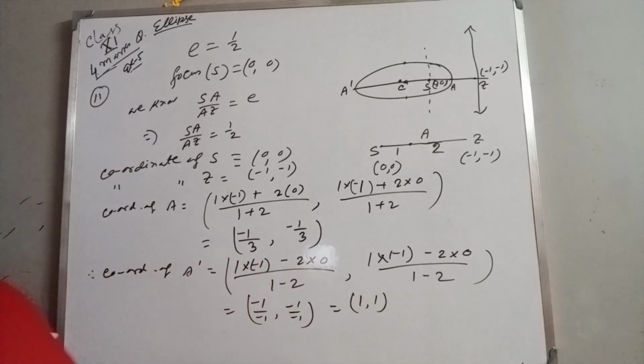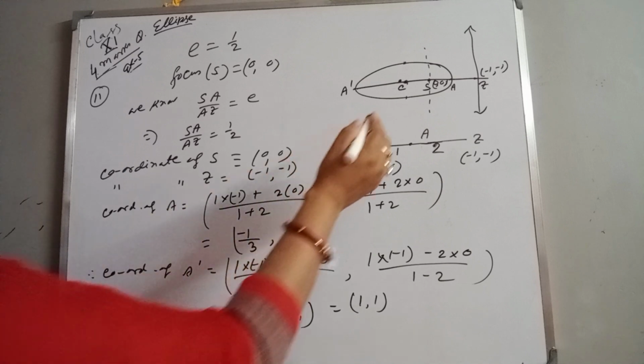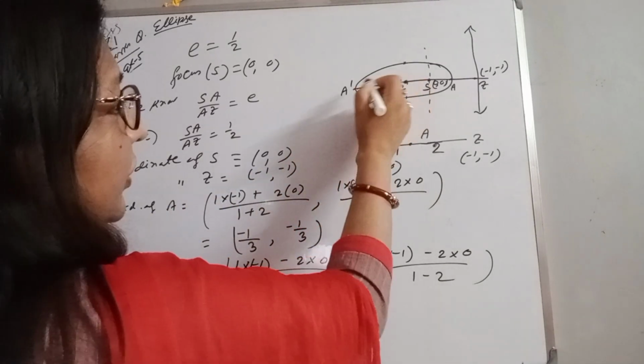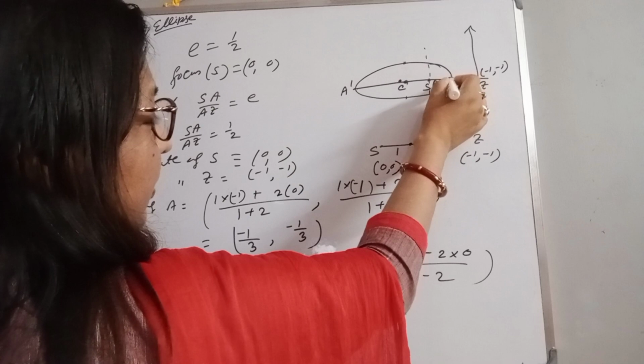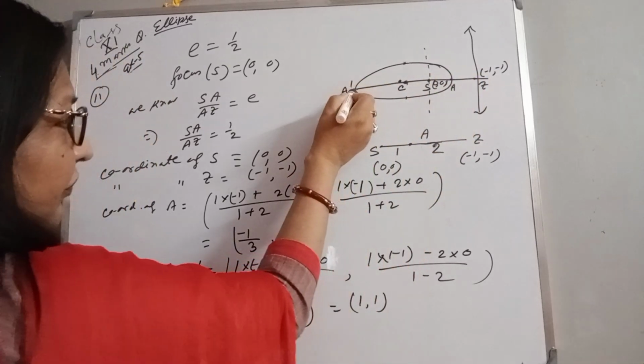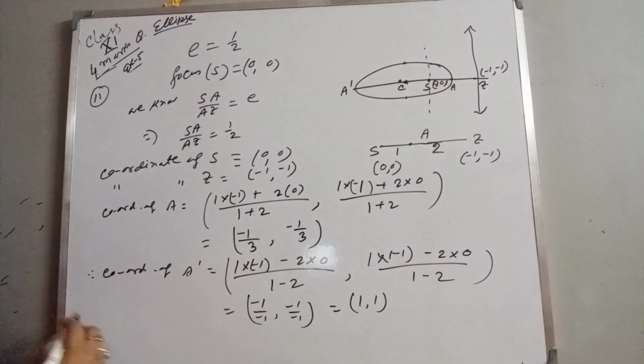Therefore, the coordinate of C is the midpoint of A A dash. We know C is the center, so C is the midpoint. Now we know the coordinate of A, and we know the coordinate of A dash. So what is the coordinate of C?